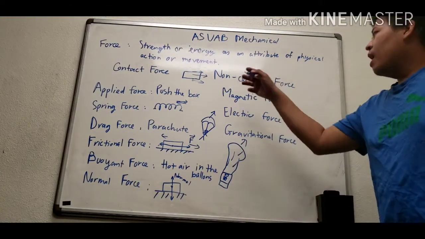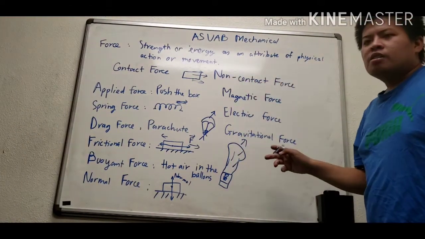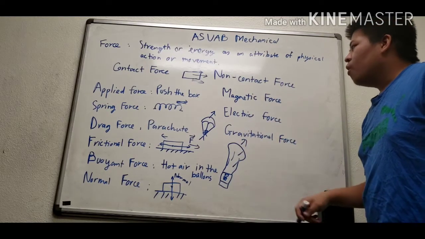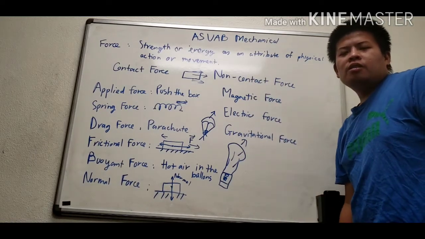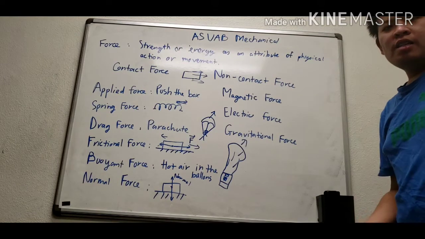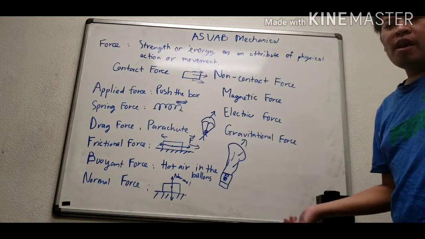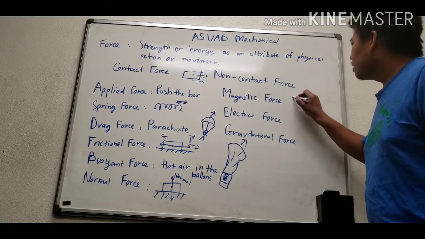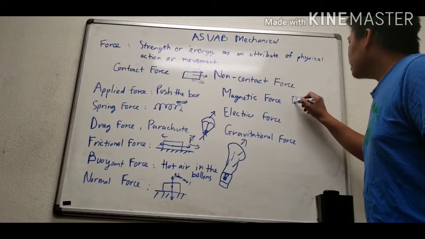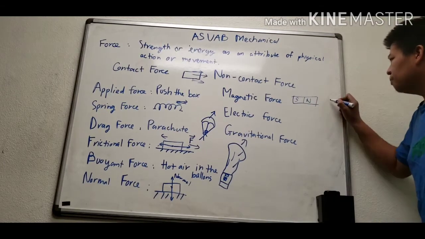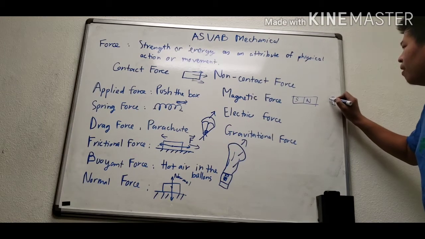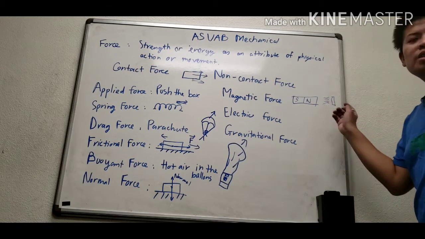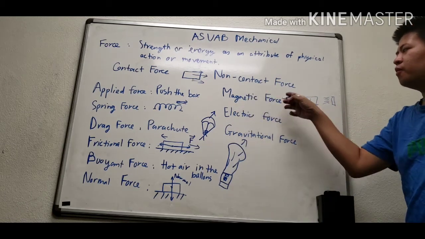The next one is non-contact force. We study magnetic force, electric force, and gravitational force. Why do they call it non-contact force? Because they don't touch anything. We don't touch anything, but there is still force. For example, magnetic: we put the S and N poles near the metal, and they stick together with the magnet, but we don't touch anything, so it is called magnetic force.